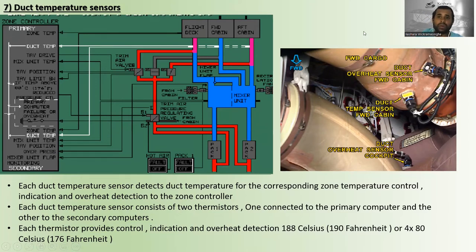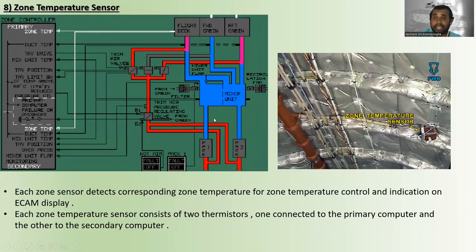Okay, so now let's go to the zone temperature sensor. Zone temperature sensor over there, right? These are the zone temperature sensors for the cockpit and cabin. The forward cabin has one, the aft cabin has one, and the flight deck has one zone temperature sensor. Each zone temperature sensor detects the corresponding zone temperature for the zone temperature control and indication on the ECAM display. Each zone temperature sensor consists of two thermistors, one connected to the primary computer and the other to the secondary computer.